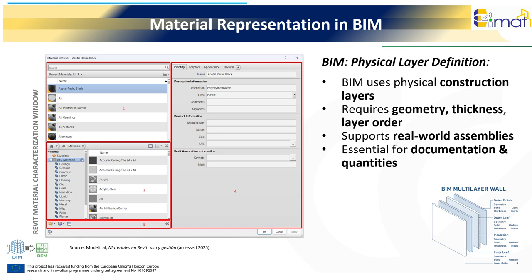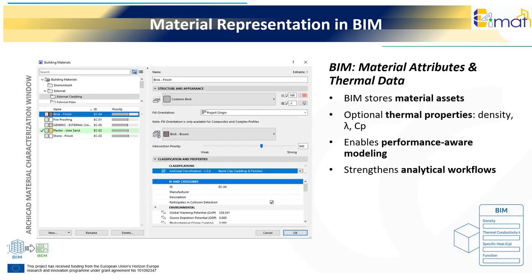For a non-modeling audience, the key idea is that BIM represents materials as real, measurable layers, forming assemblies that mirror how the building is actually built. Beyond geometry, BIM platforms allow materials to carry additional attributes that describe their physical and thermal behavior. In Revit, these values are organized as material assets, and in ArchiCAD as building materials. Fields can include density, thermal conductivity, and specific heat capacity.